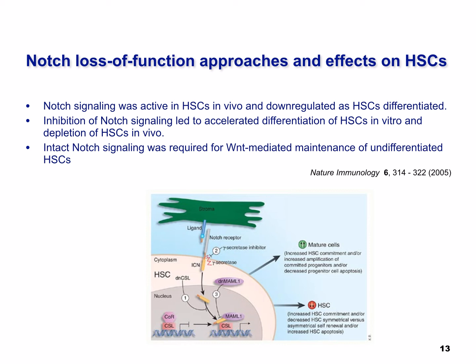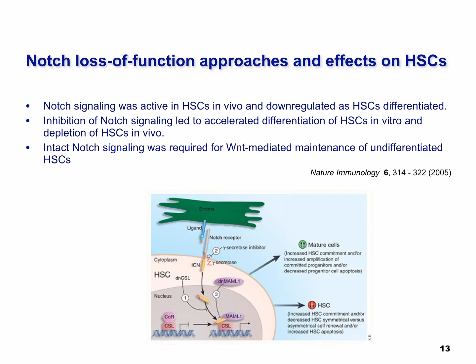Here are a couple of examples in which you can develop loss of function models by introducing, for example, a gamma secretase inhibitor to prevent the cleavage of the intracellular Notch domain and eventually preempt the signaling pathway altogether. One can also interfere in this system by introducing dominant negative forms of the transcription factor CSL or RBPJ kappa and a dominant negative form of MAML1, the co-transcriptional activator. And introduction of any of these inhibitors or dominant negative proteins will result in abolishing the Notch signaling.